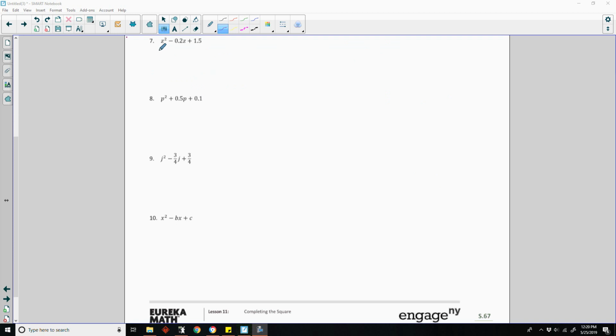Okay, number 7. First thing I'm going to do is rewrite it. z squared minus 0.2z. Leave a space and put a bracket. Put our plus 1.5 outside. Half of negative 0.2. So we take half of negative 0.2, in other words, divide it by 2, and that equals negative 0.1. So that's going to be z minus 0.1 squared, but I need to know what that is squared. So now I want to square this.